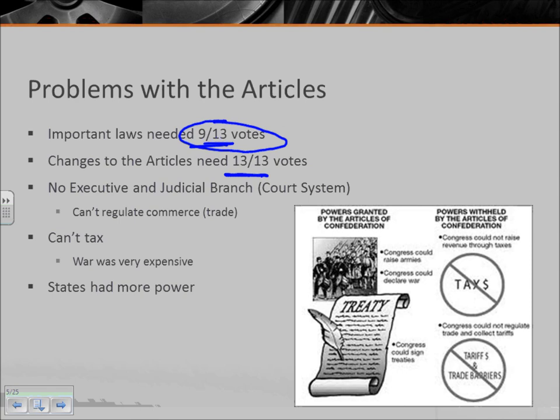There's no executive branch. There's no judicial branch. So there's no president, and there's no Supreme Court. They cannot regulate any commerce or trade, which is some of the problems they're going to have. They can't tax. And remember, America is left with debt after the war. It has to pay off those debts. And then on top of that, the states had more power. If a state disagreed with something, they could block it.